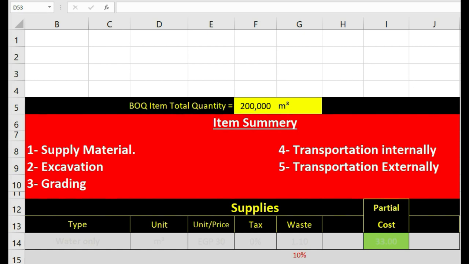Here is the Excel sheet. The BOQ item total quantity is 200,000 cubic meters. The activities of the item are: number 1, supply material; number 2, excavation; number 3, grading; number 4, transportation internally for the valid material to the backfilling area; and number 5, transportation externally for the invalid material to the public dump.